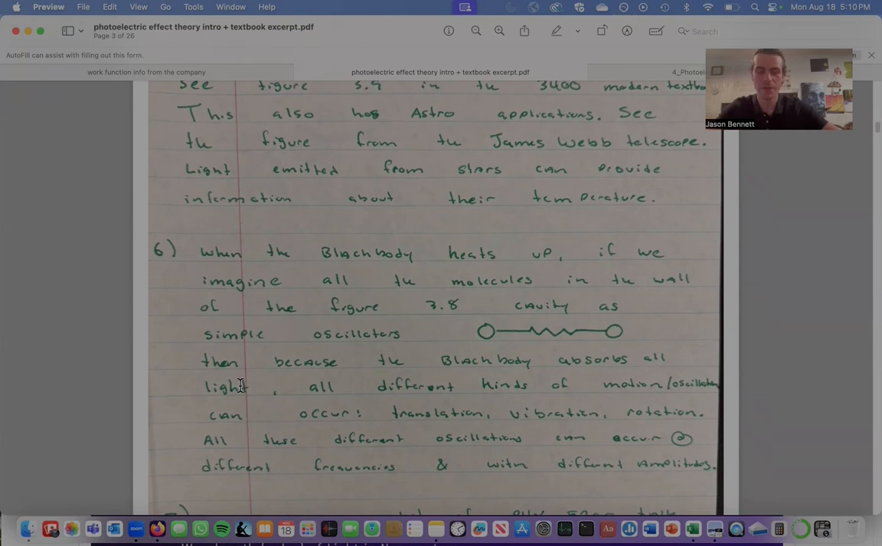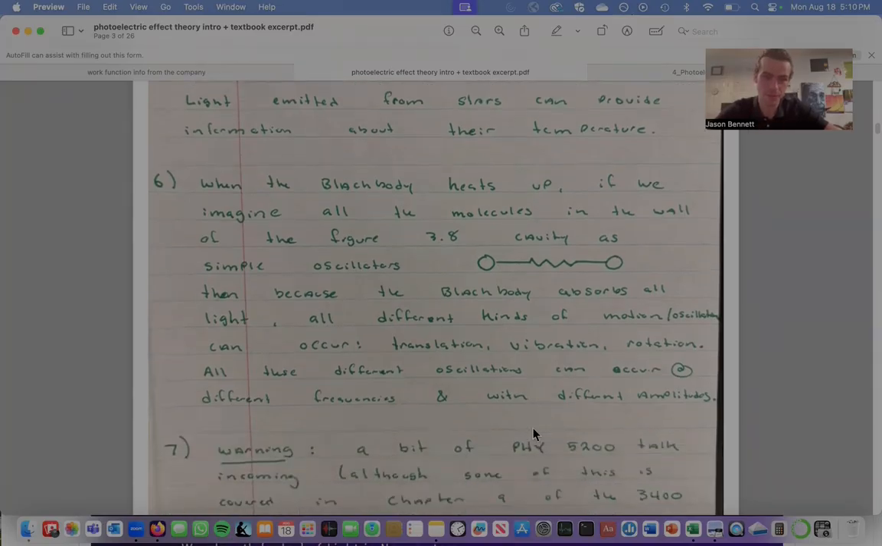There's all different types of wavelengths in white light. Then all different types of motion will occur, all different types of oscillation. You can have translation, you can have vibration, rotation. All these different things can occur at different frequencies and with different amplitudes.